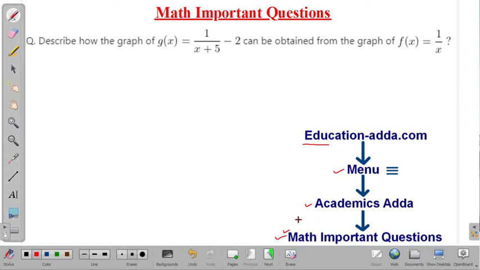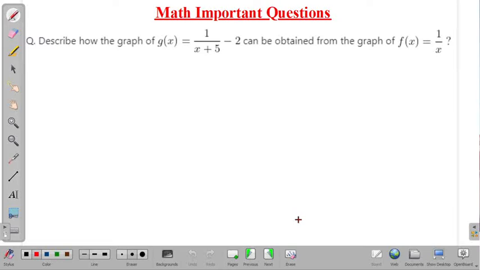Okay friends, so coming back to the given problem, what is given here? We have to obtain the graph of g(x) = 1/(x+5) - 2 from the graph of f(x) = 1/x. So how can we obtain it using transformation of graphs?